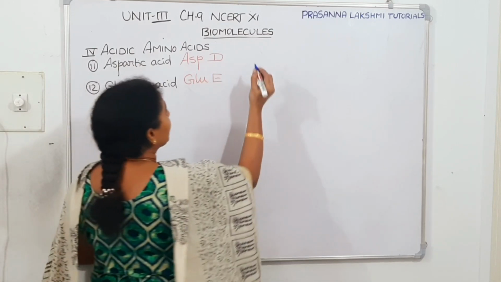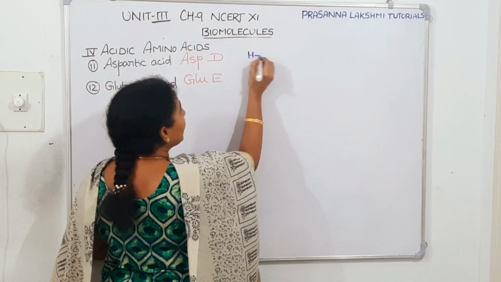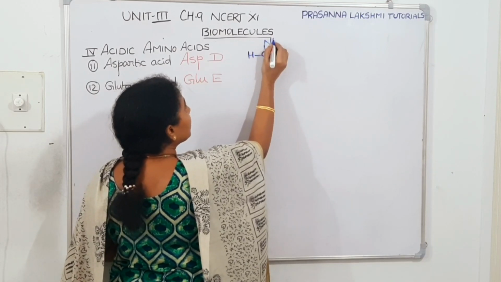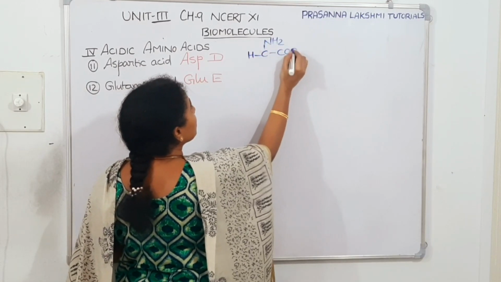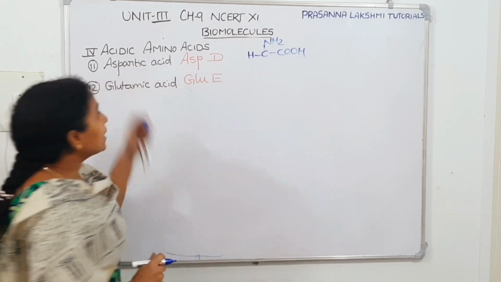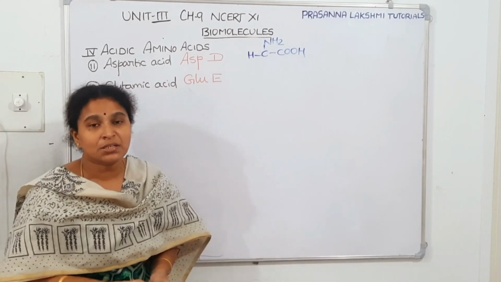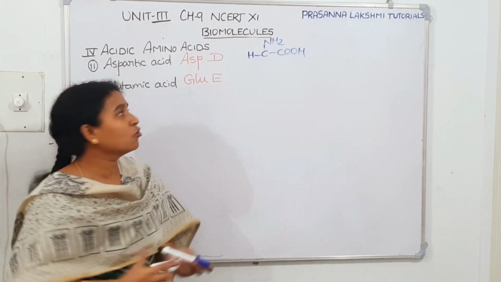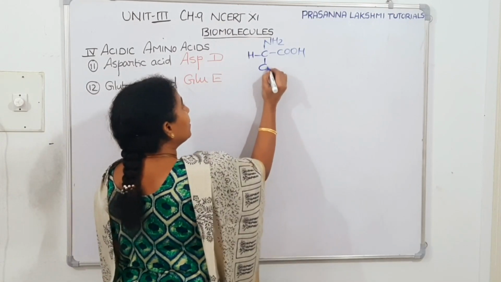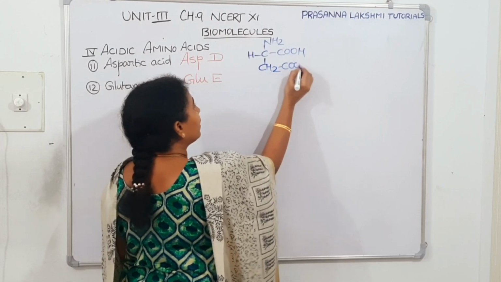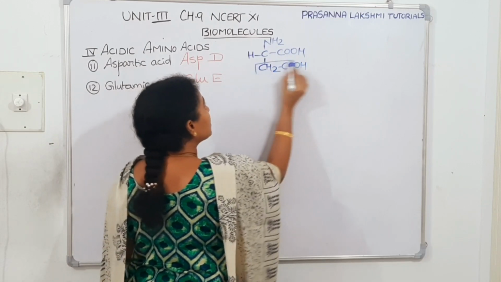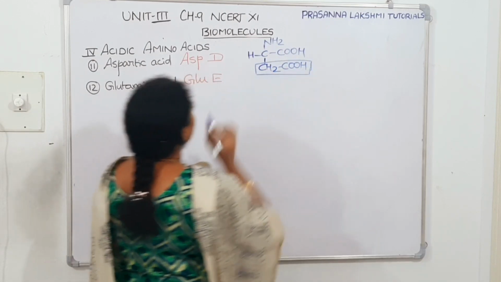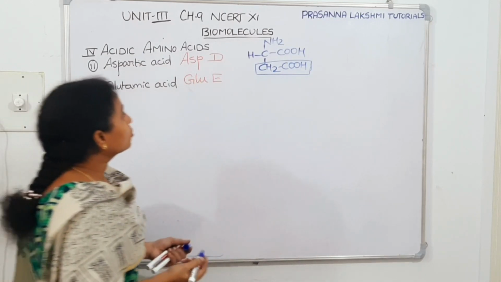The structure of aspartic acid is: take the hydrogen, bring the amino group, take the carboxylic group, and it's an acidic amino acid. Acidic amino acid means it should have more than 1 carboxylic group. 1 I already wrote. I should bring the second group now. The second carboxylic group will be CH2COOH. If the R group is CH2COOH, then that is aspartic acid. Done. Let's go to glutamic acid.